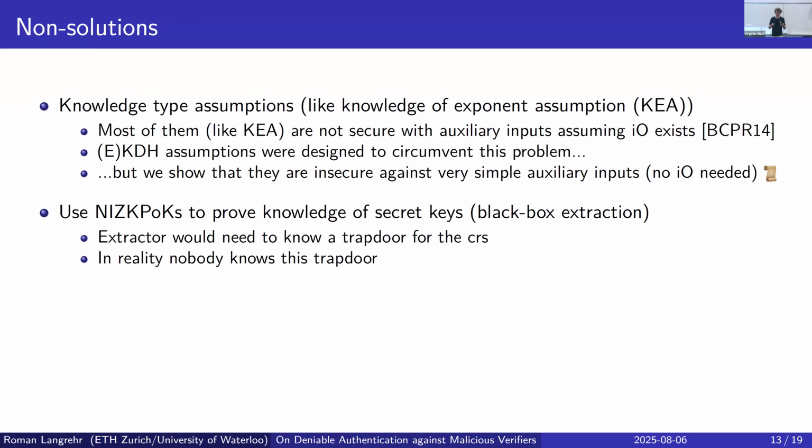However, in reality, if your system is set up correctly, no one will know this trapdoor. So it would be very unrealistic to assume that Bob knows it for deniability. So yeah, this doesn't work.